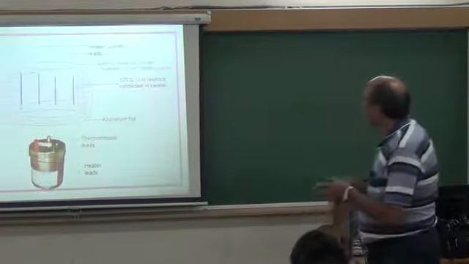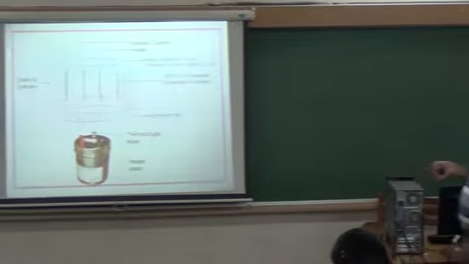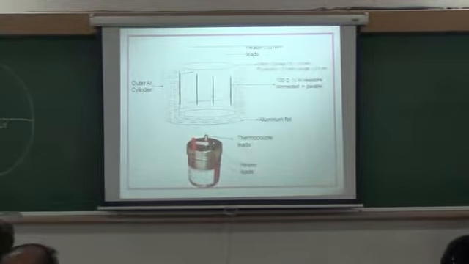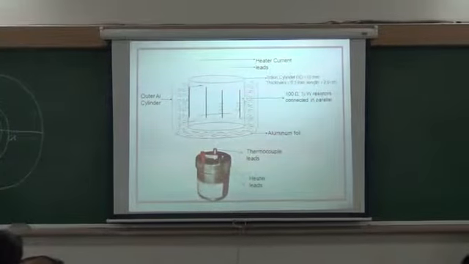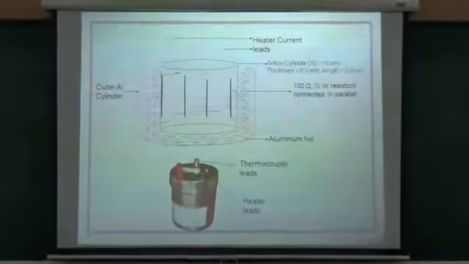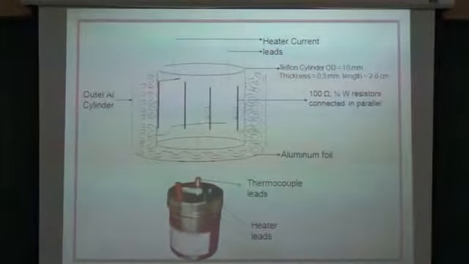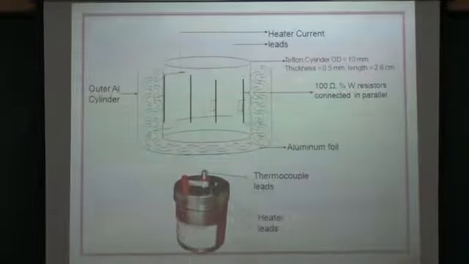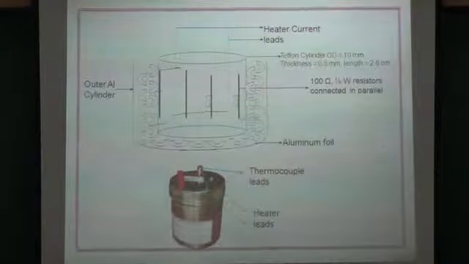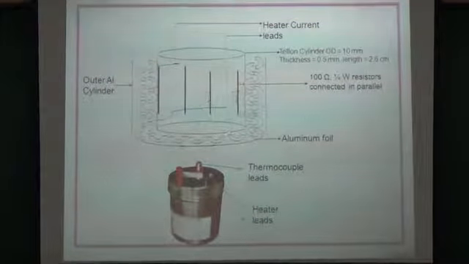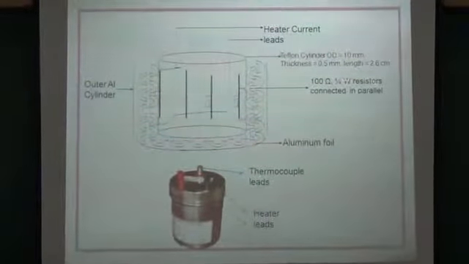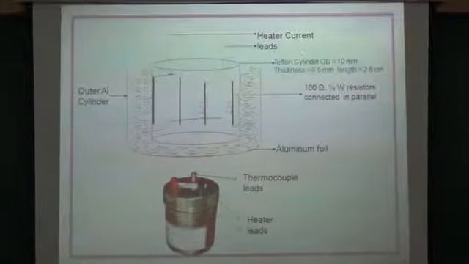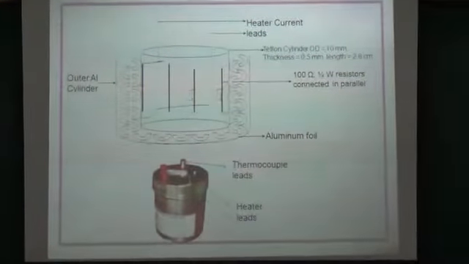So we have 100 ohm quarter watt resistances connected in parallel, and they are 5 in number. So 1 by 100 plus 1 by 100, and so on, gives 5 by 100. So the effective resistance of the heater is 20 ohm. So our heater is made up of a Teflon cylinder using 5 resistors, and the effective resistance is 20 ohm.